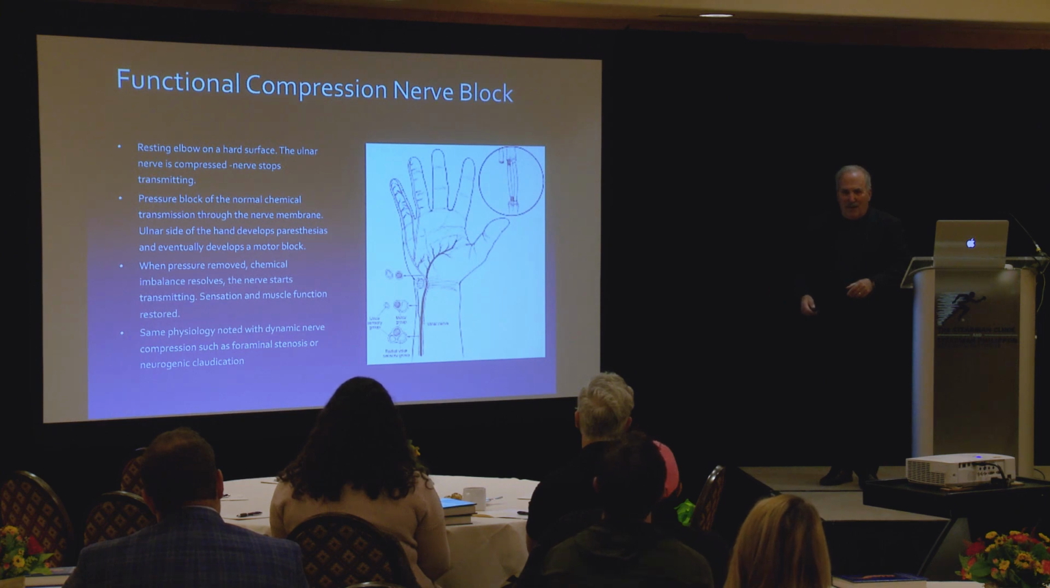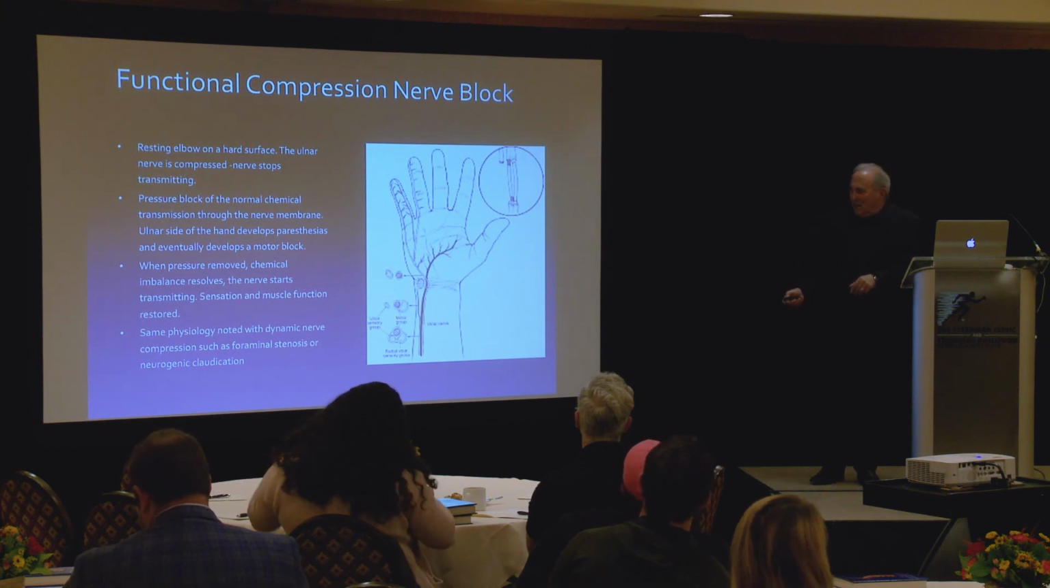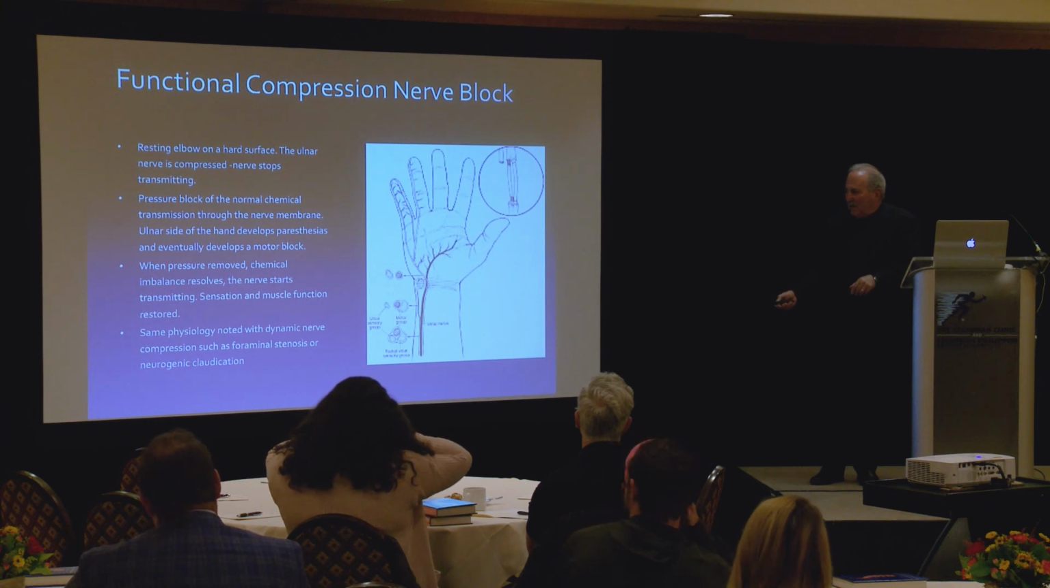Except if you have Saturday night palsy. Does everybody know what that is? If you're drunk, right, and the arm's sitting there for hours, you can actually kill the nerve. But most people who are conscious won't do that. And so this is important because it's a functional block.